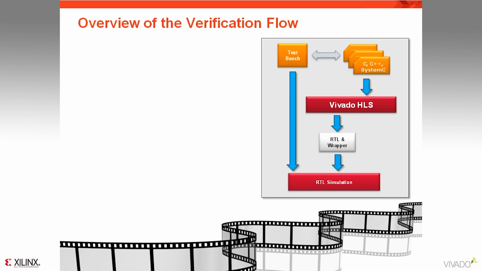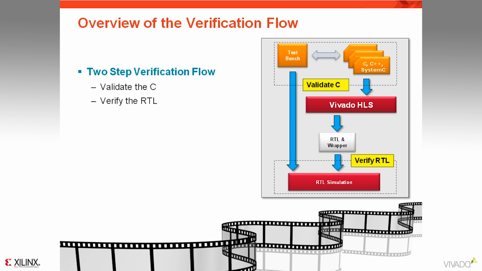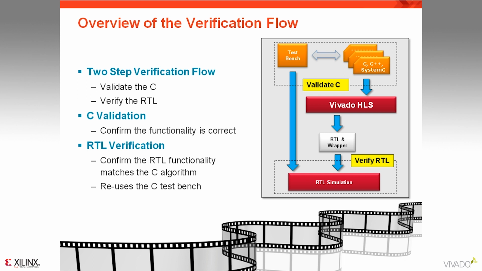This diagram shows an overview of the Vivado HLS verification flow. There are two main steps in this flow: validate the C and verify the RTL. C validation is used to confirm the functionality of the C code is correct, that the C function for synthesis is performing the correct operations. RTL verification confirms the RTL functionality matches that of the C algorithm. Notice the RTL verification reuses the C test bench. There is no requirement to create an RTL test bench when using Vivado HLS.